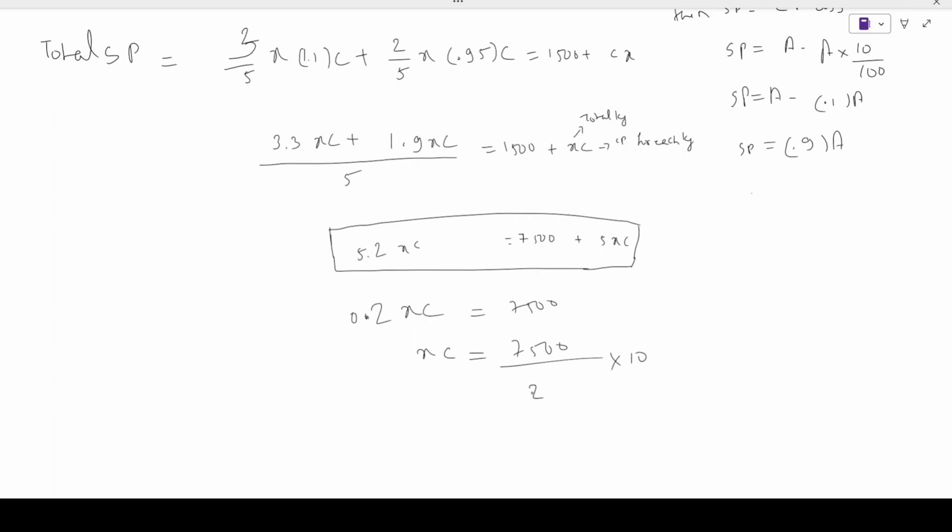I just wrote 0.2 is equal to 2 by 10. So 2 will come here and 10 will be multiplied in the above. Or you can say I multiplied 2 on the numerator and denominator to get this. Solving this, 2 ones are 2, 2 sixes are 12, 2 ones are 2, then comes 5 is 10. So total cost price turns out to be XC is equal to 37500.